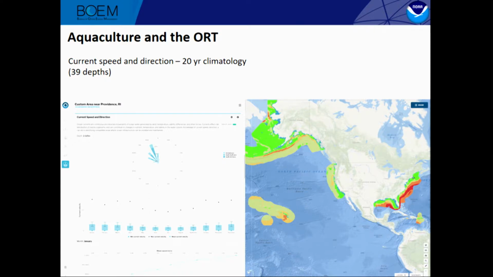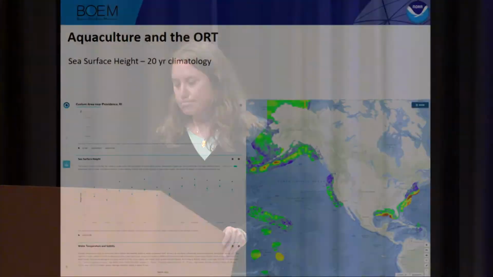The current speed and direction data are from the HYCOM data set. We have this at 39 depth levels, so yes, currents do occur at depth. We know this. As you go through, you can look at the min and max current for a location. You can change the depth and look at it for that particular depth. We can start to formulate a better picture of the current speeds and whether or not the gear will hold up to that. Again, the gear, as far as mooring lines and things like that, these are moored structures most of the time, and so we have to take these parameters into consideration.